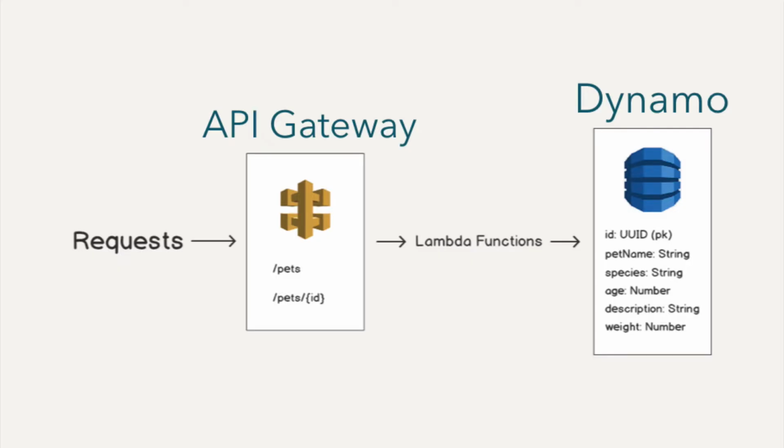Requests will come in from the client to an API Gateway endpoint, be sent to Lambda functions, where we will have logic to perform CRUD operations on our DynamoDB table. Now I have laid out a schema for the table here, but remember that DynamoDB is schemaless. So any logic we have for type checking and object mapping will have to be done in our Lambda function.